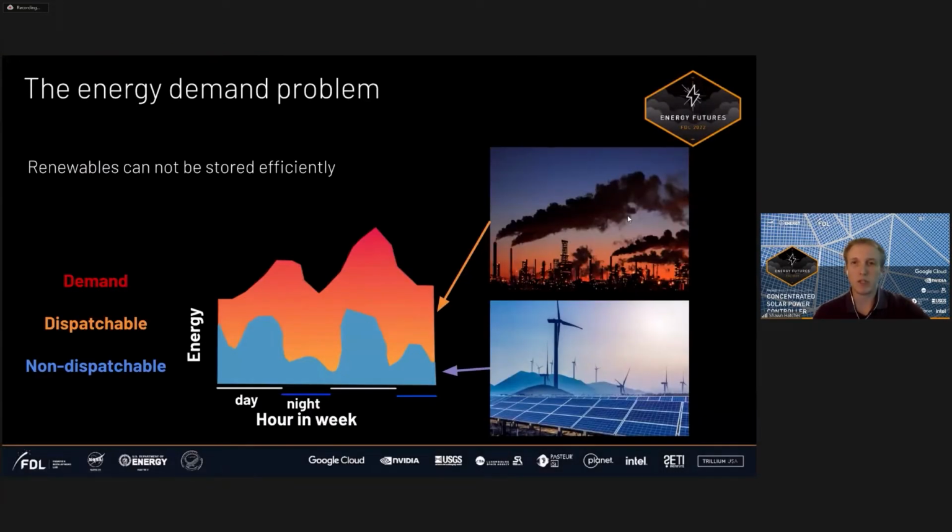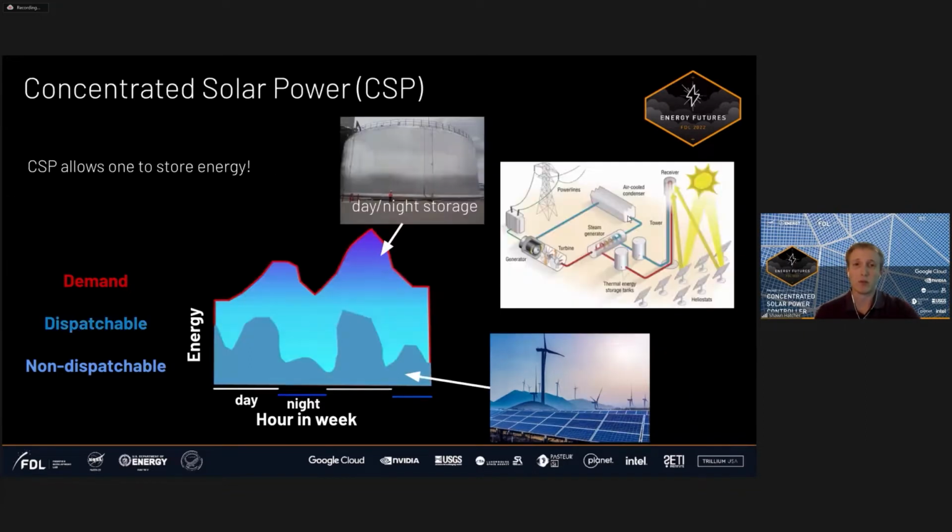We're going to start off with the energy demand problem that we have. Currently, the main renewables we have, such as wind and solar panels, don't have the capacity to meet the demand that other dispatchable resources have. And so we use fossil fuels and other energy sources to meet this demand at the same time. This is not a very sustainable way to go forth into the future. So what we're going to try to do is implement CSP.